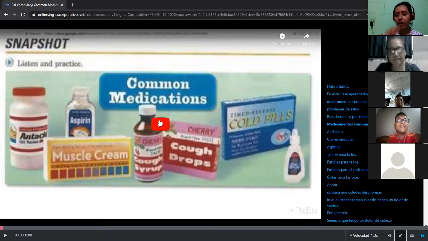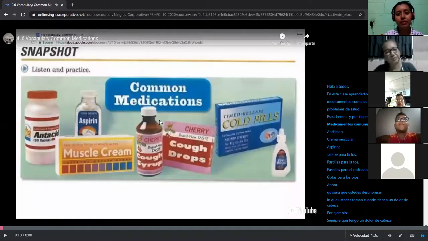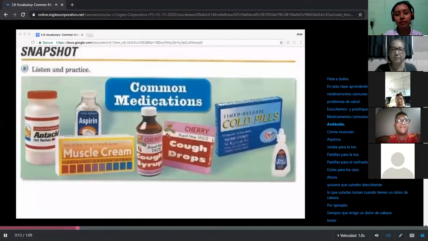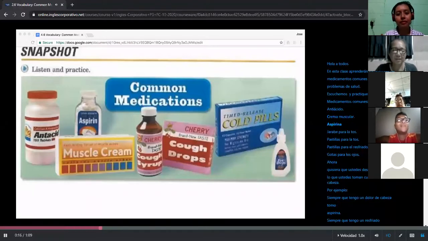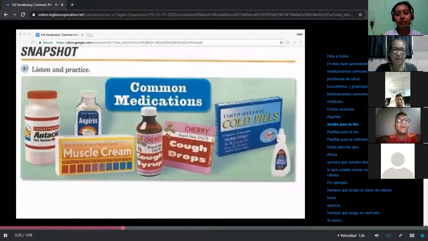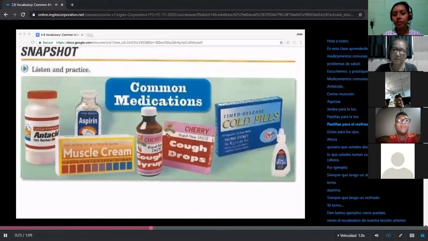Okay, so let's continue. Let me see if now we can play it. Medications. Antacid. Muscle cream. Aspirin. Cough syrup. Cough drops. Cold pills. Eye drops.